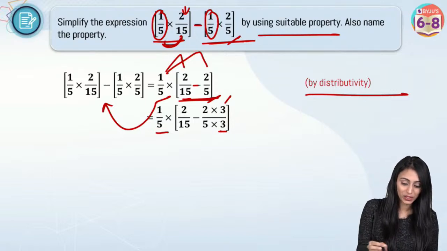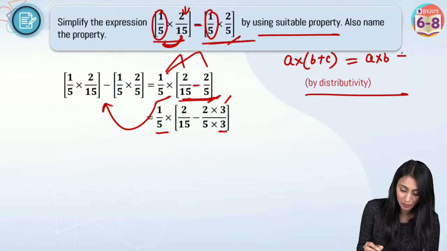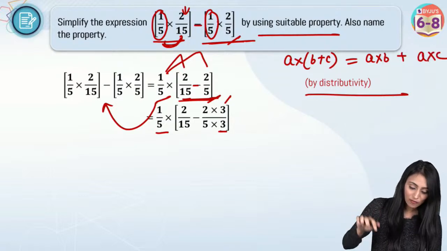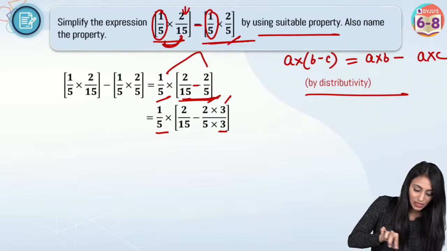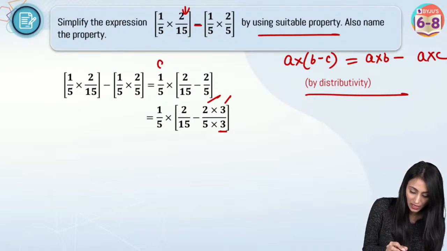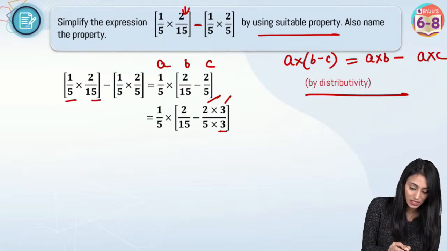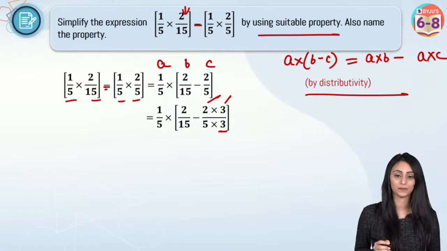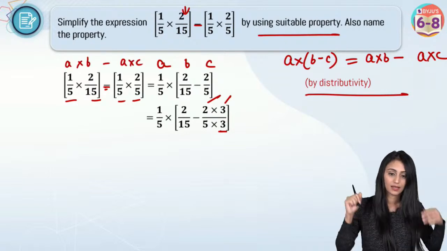So you can see we are using the distributive property here. What is the distributive property? A times B plus C is A times B plus A times C. Instead of a plus sign, here we have a negative sign. If I show you this, it is the same thing. Let's say this over here is my A, this is B and this is C. So you can see that it is A times B minus A times C. Quickly, any doubts?